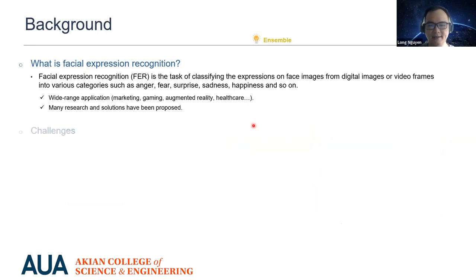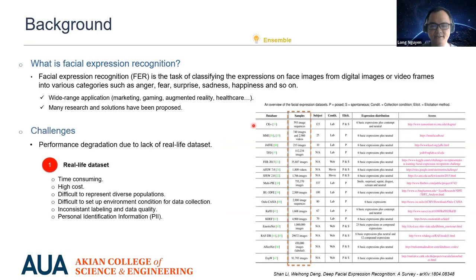In terms of datasets, another challenge is that we lack data for this task. For example, in the table on the right, this number of images is not a big number when we compare it with the number of people in the world. This leads to a common problem: models perform well in a controlled lab environment, but their performance drops significantly in real-life conditions.